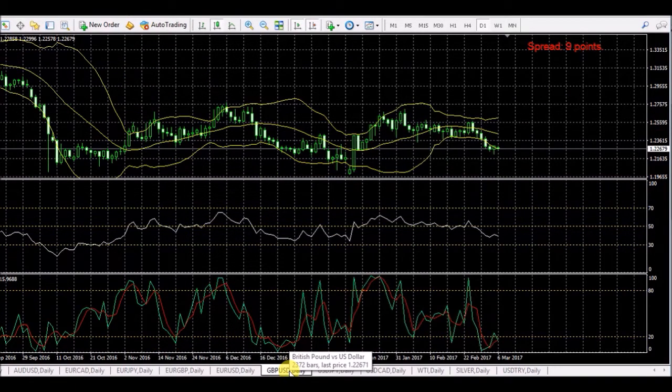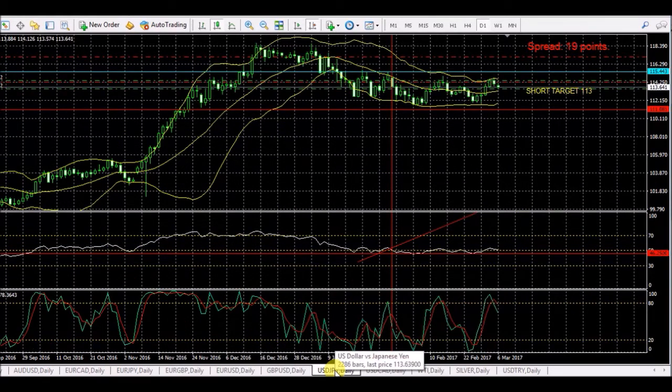The pound USD, I haven't got a clear signal on that. I would be shorting that if I was going to do anything, but it's not in a position to short at the moment. I don't think it will be for a couple of weeks. Let's have a look. USD JPY. Well, we all know I love this one short. It is shorting a little bit today.